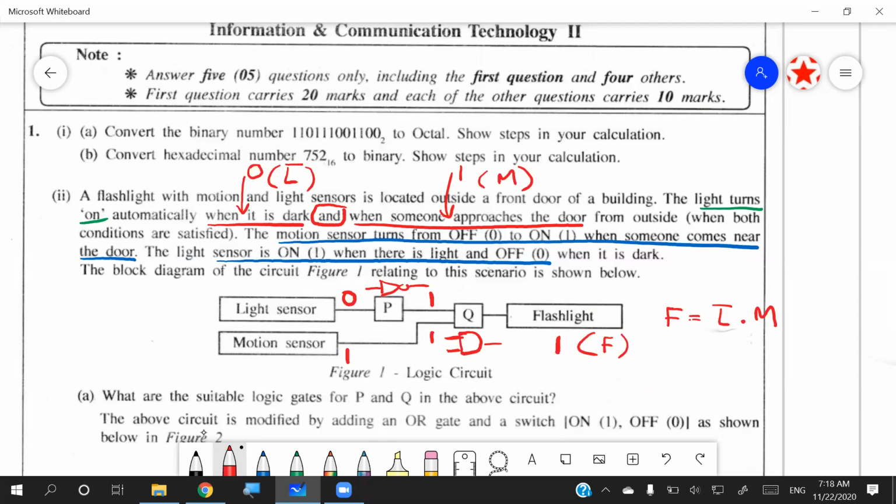Right? Is it clear, people? Let me have the confirmation. Right, great.